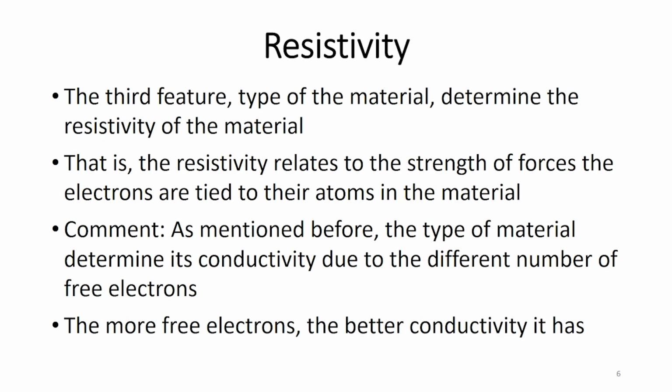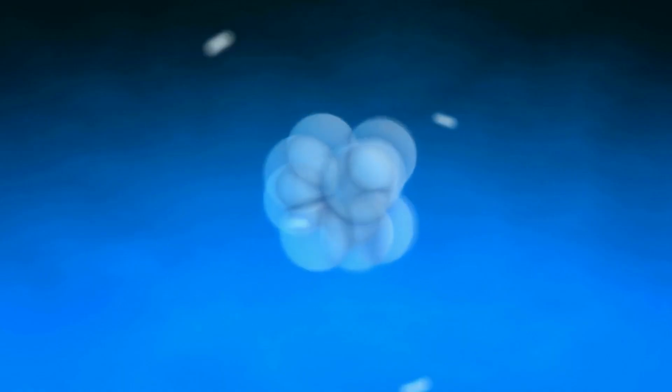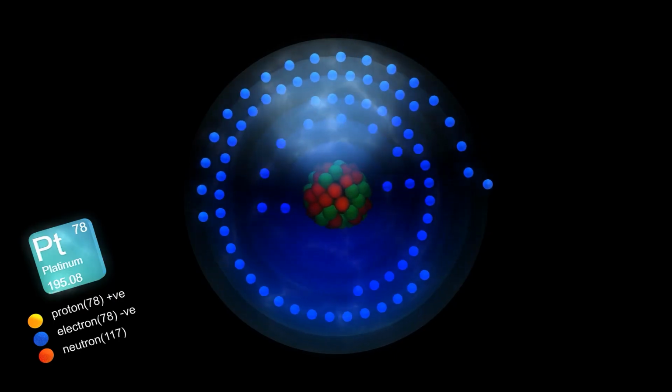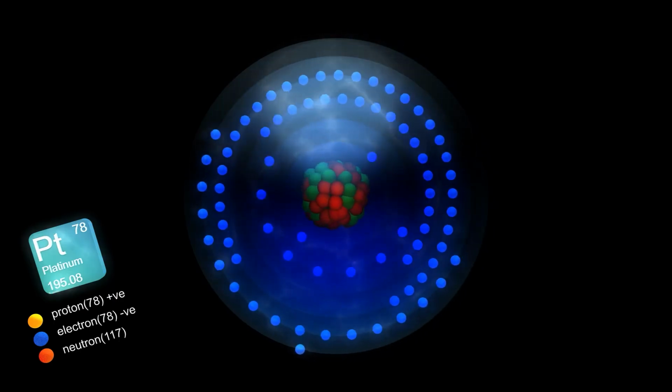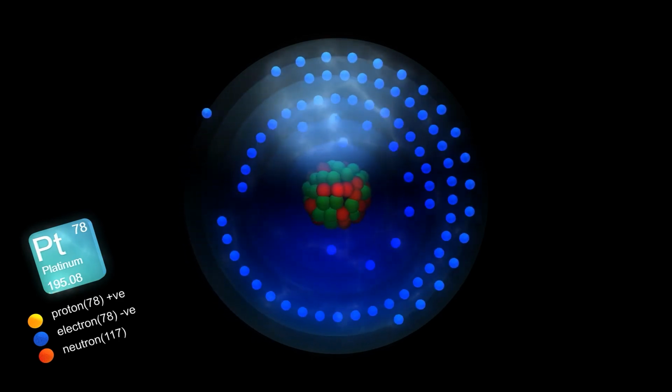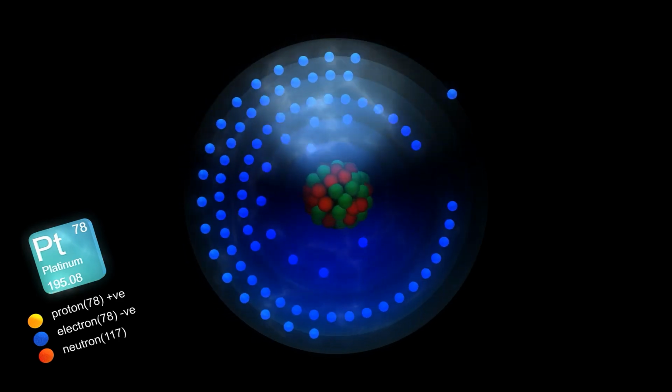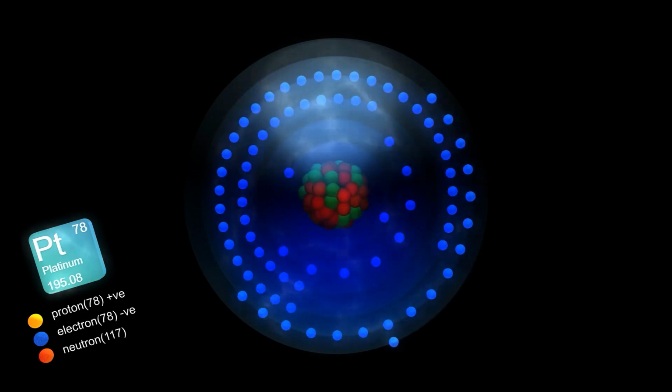The third feature, type of the material, determines the resistivity of the material. That is, the resistivity relates to the strength of forces the electrons are tied to the atoms in the material. Comment: as mentioned before, the type of material determines its conductivity due to the different number of free electrons. The more free electrons, the better conductivity it has.